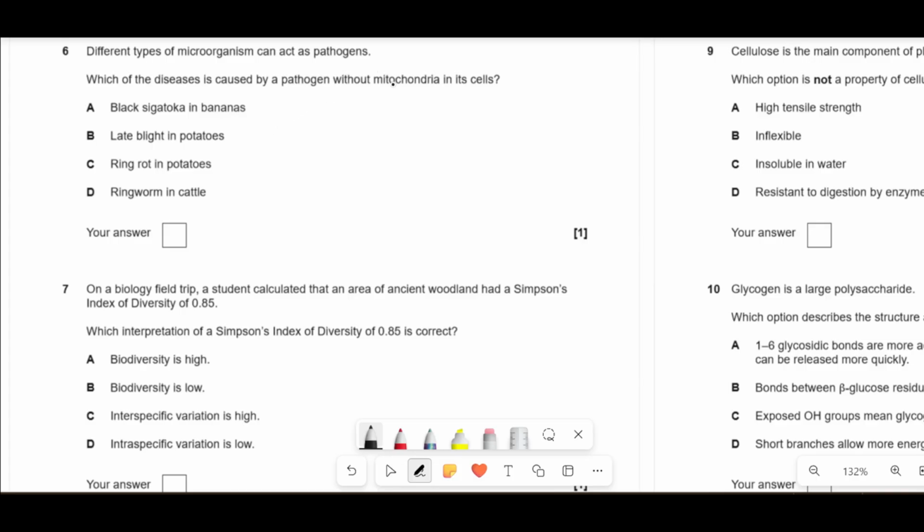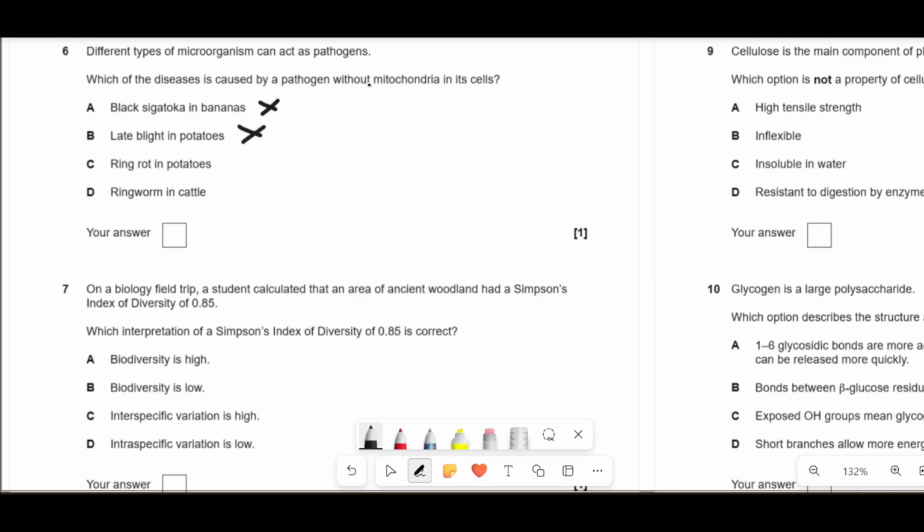Which of the diseases is caused by a pathogen without mitochondria in its cells? If you look at all the options, first of all we've got black sigatoka in bananas. Black sigatoka is caused by a fungus, and fungi do have mitochondria. Now it says late blight in potatoes. Late blight in potatoes is again caused by a fungus-like protoctist, which again has mitochondria, so you're out.